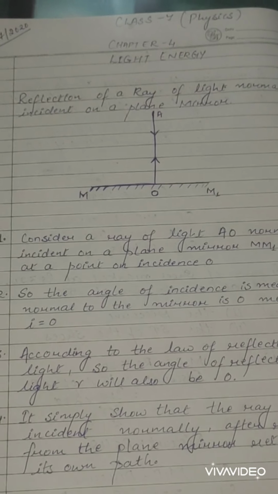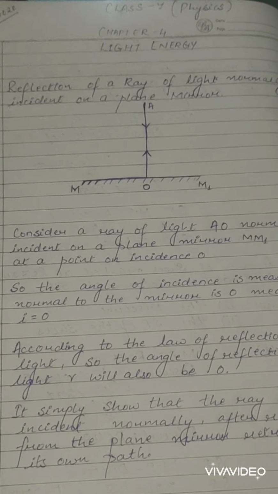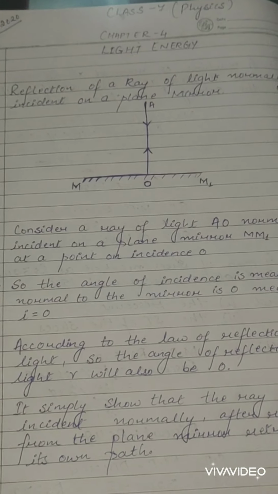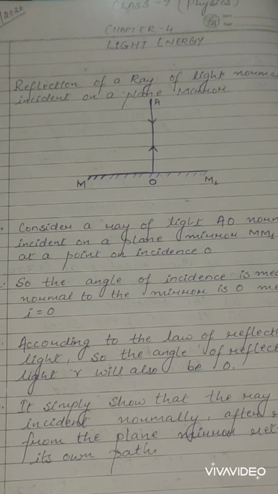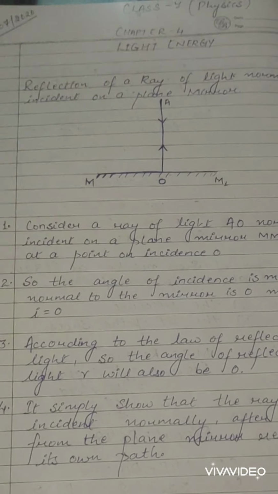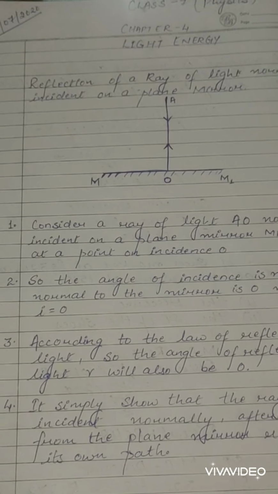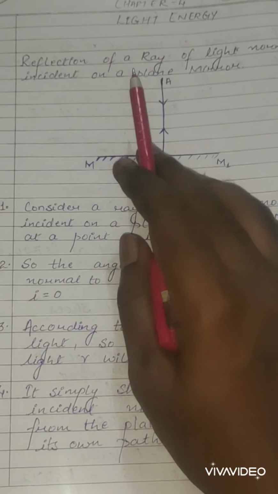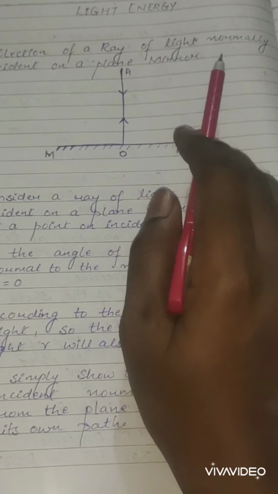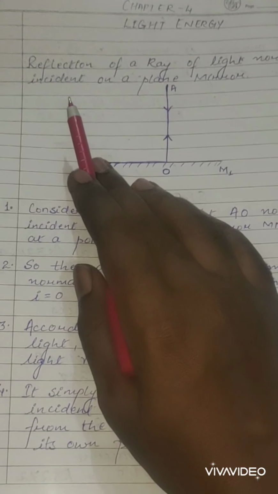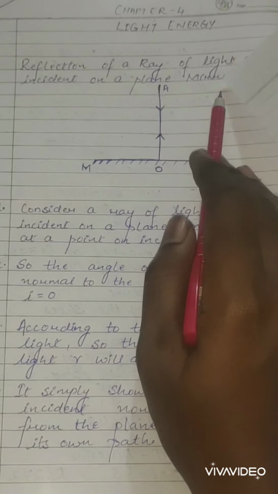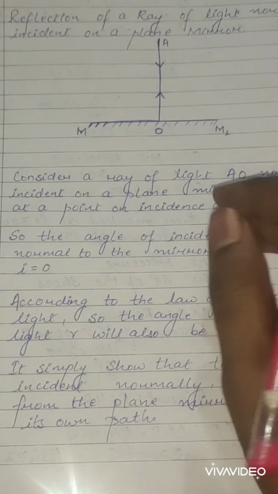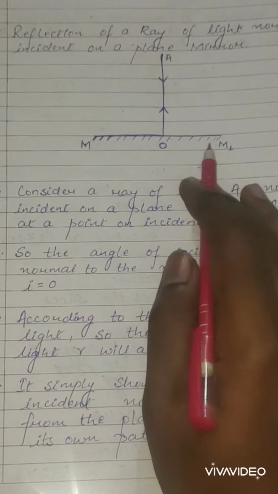Good morning, students. So today again our topic is light energy, which is your chapter 4. And today I am taking the topic from the chapter light energy: the reflection of a ray of light normally incident on a plane mirror. Okay, so now let us take a plane mirror.